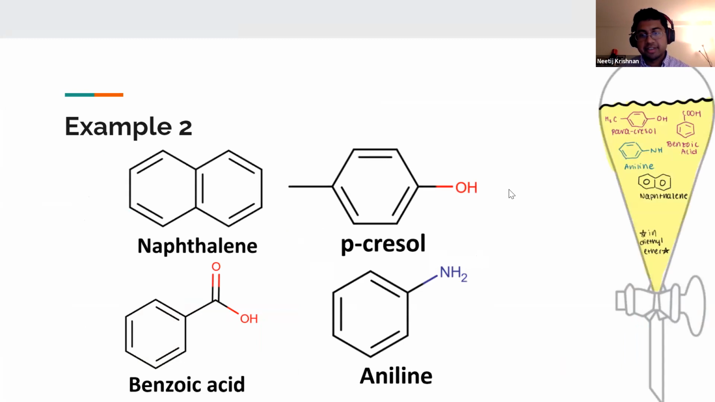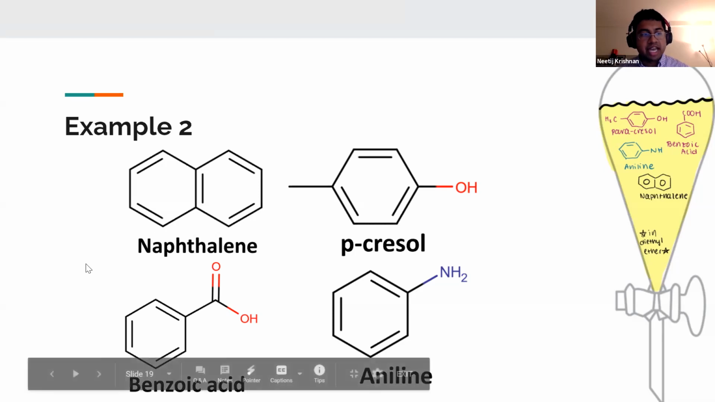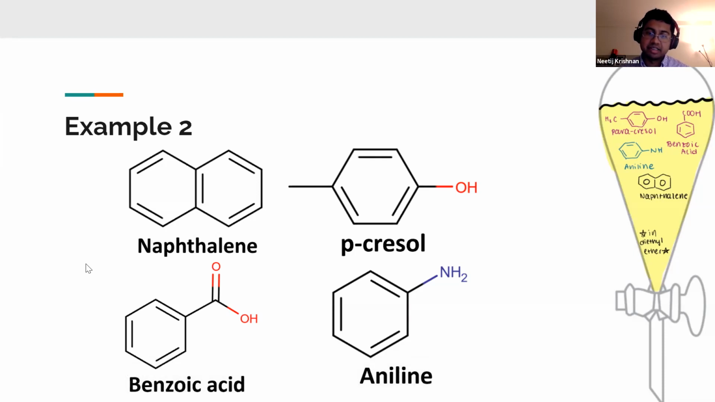So now let's look at a more complicated example. Let's say we've got an organic solution with diethyl ether being the solvent, and we've got 4 organic molecules: naphthalene, P-cresol, benzoic acid, and aniline. We want to extract the naphthalene and save the other molecules separately for later. Now, if we do a quick survey of our molecules, we can see that we've got an aromatic non-polar molecule, naphthalene, that's neutral.